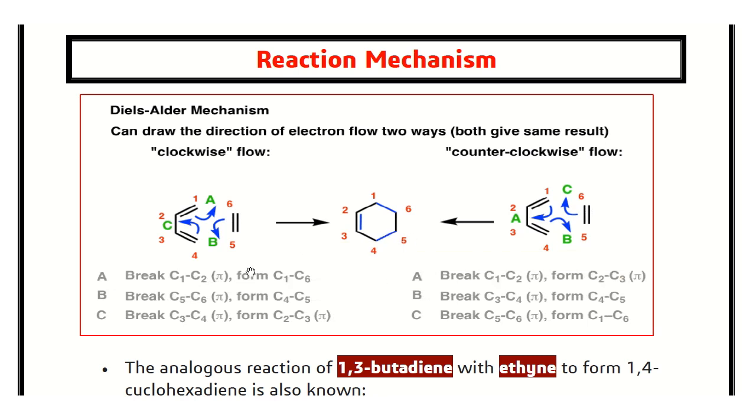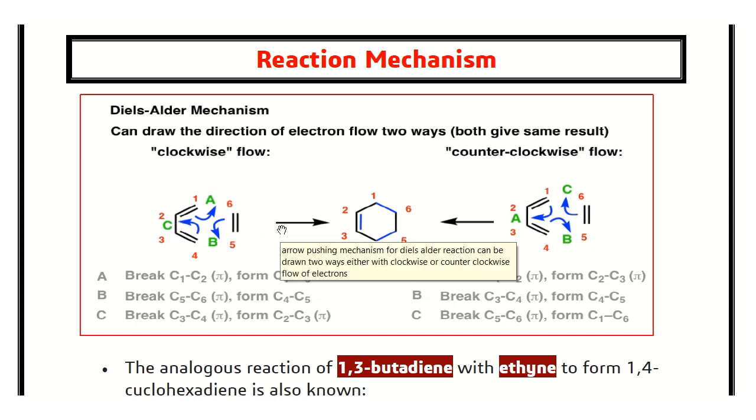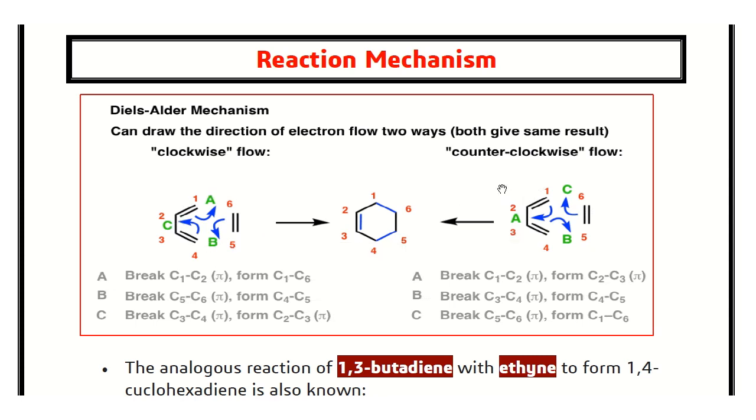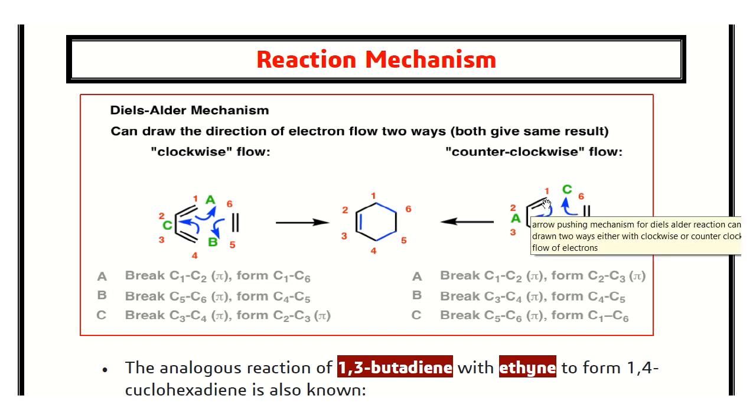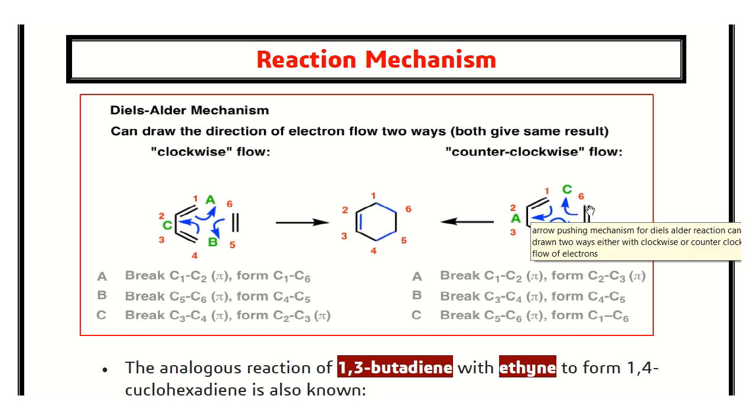So this same cyclic transformation of electrons can also be represented in this form, that is the anti-clockwise manner. Here you may observe that this 1,2 pi bond is going to be shifted between the 2 and 3 carbon, this 3 and 4 pi bond is shifted and forms a new sigma bond between 4 and 5 carbon, and likewise this 5 and 6 pi bond is going to break down and form a single sigma bond between carbon number 1 and 6.